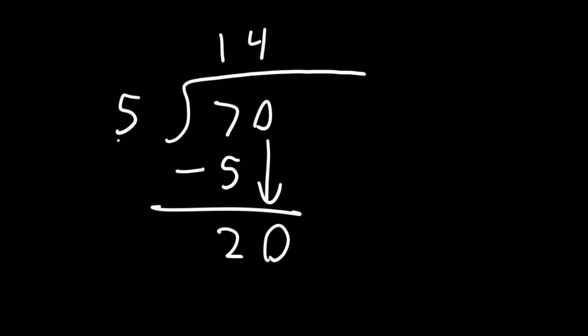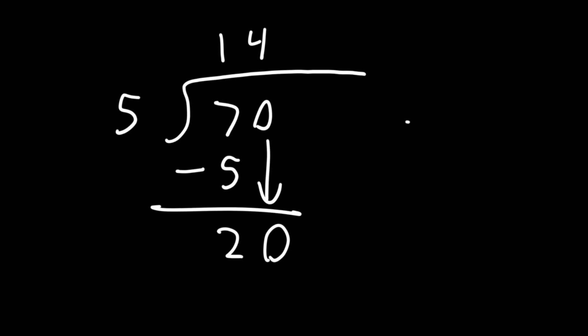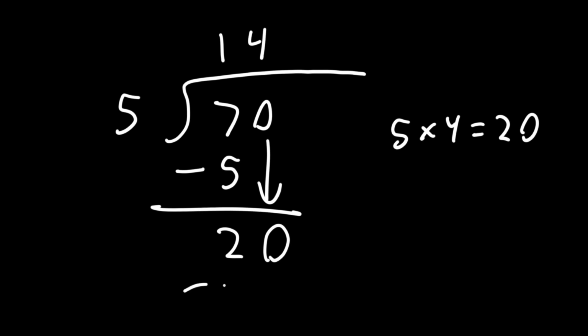Now what we have to do is take the divisor and multiply it by the amount of times that it can go into this number. So 5 can go into 20 4 times. So 5 times 4 equals 20. So we have to subtract this by this number. 20 minus 20, that just equals 0.